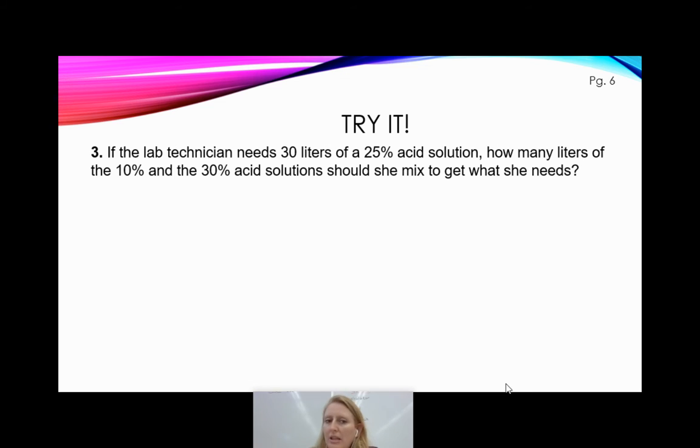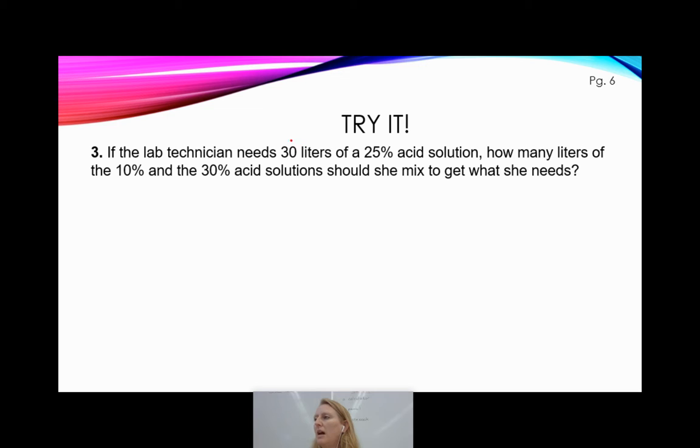So very similar to last time, right? Apparently our lab tech still just has a 10% solution and a 30% solution. This is what the lab tech has in the lab. But for this experiment, probably a different experiment, we don't want 25 liters anymore. We want 30 liters. And now it's not a 15% solution. We want a 25% solution.